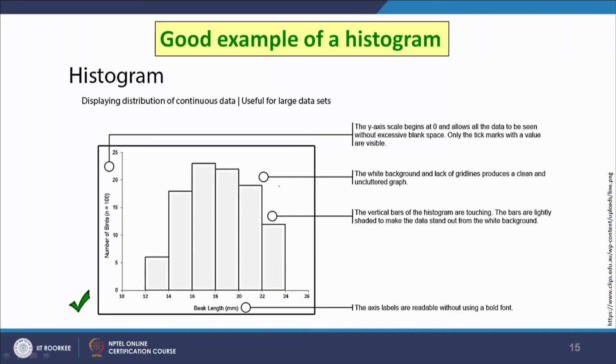Now a good example of a histogram. As you can see, every detail is there, units are there, axes are marked, and the start points and end points are also there. The only thing missing here is the title. But if a caption is added, then that will solve this problem. But anyway, one should always try.